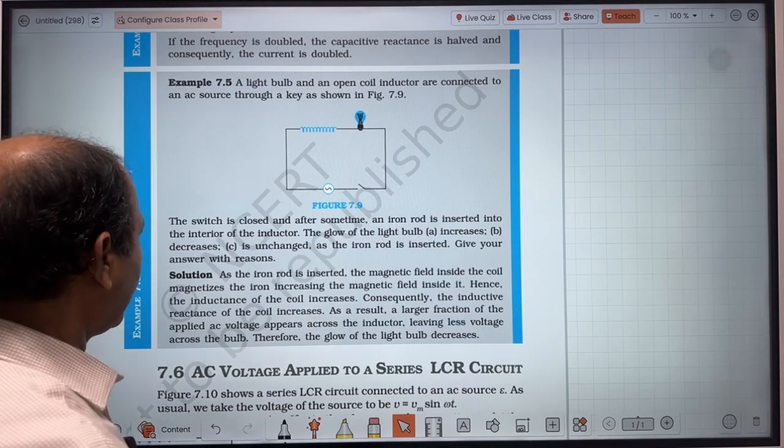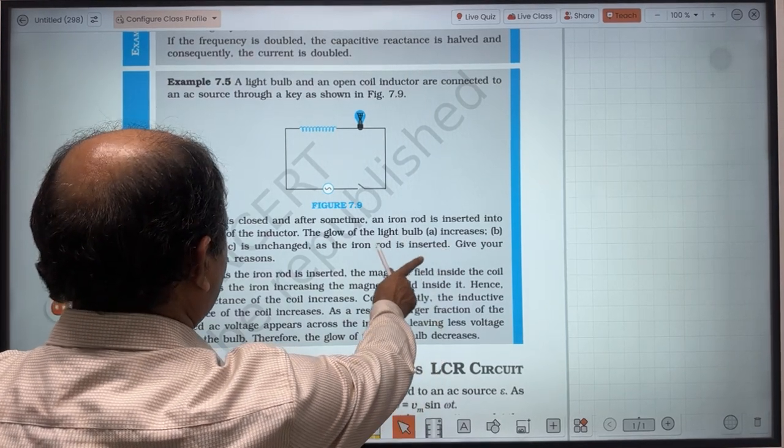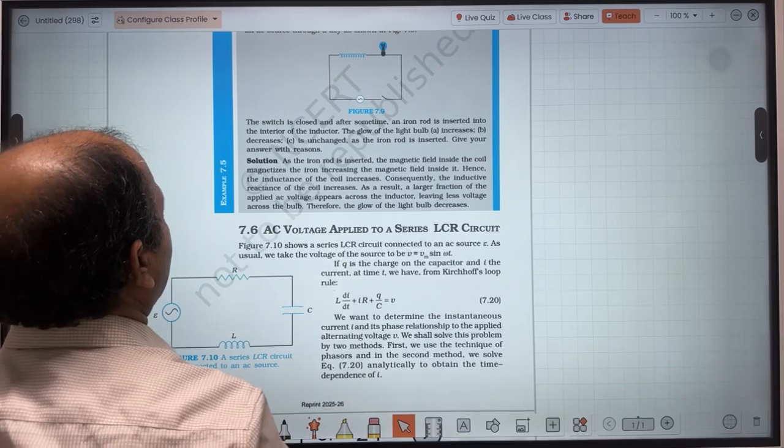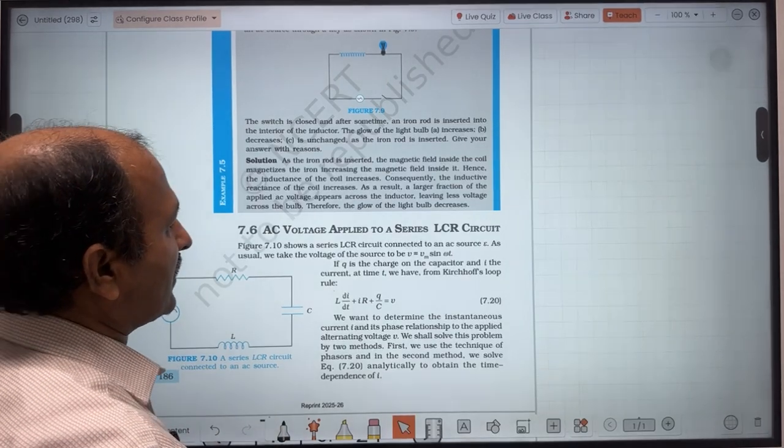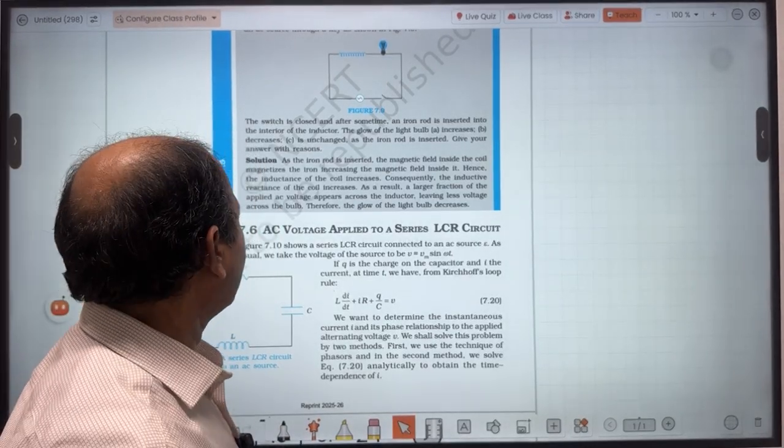So I think you have understood. So this is all for this lecture. In the next lecture, we will study AC voltage applied to a series LCR circuit and other related facts.